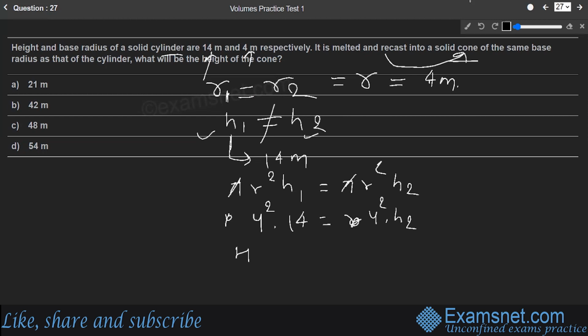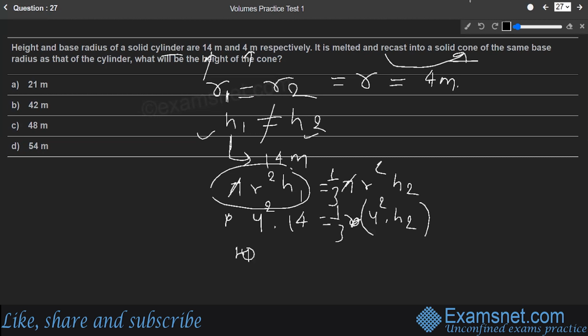So we can say the volume of the cylinder is equal to the volume of the cone. The first one was the cylinder, so we apply the cylinder volume, which is pi r square h1. Next one is a cone, so we'll have a 1 by 3 here, 1 by 3 pi r square h2. So everywhere this was a 1 by 3 here.